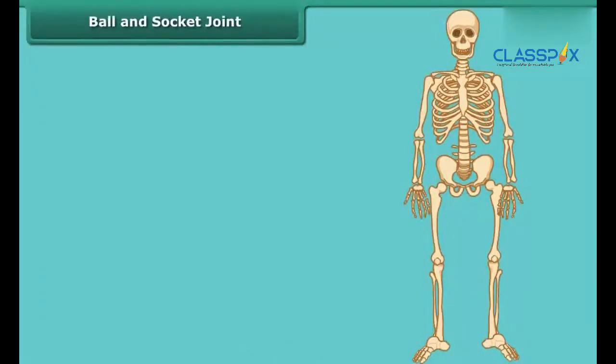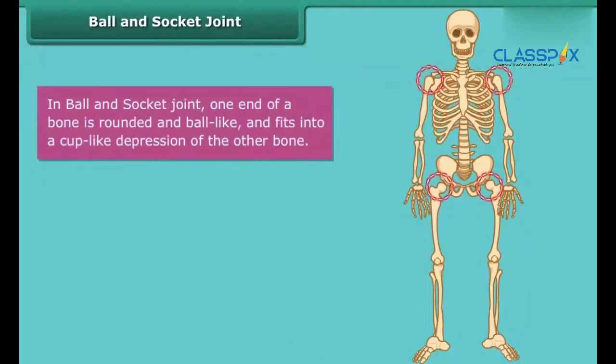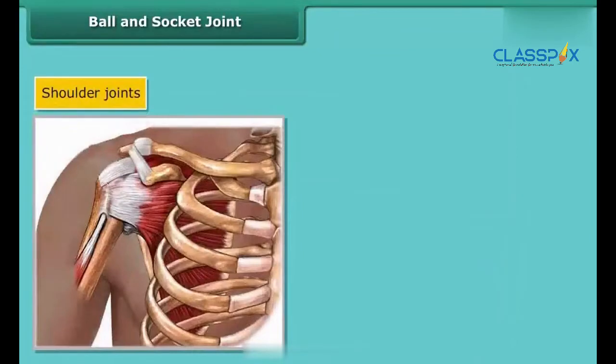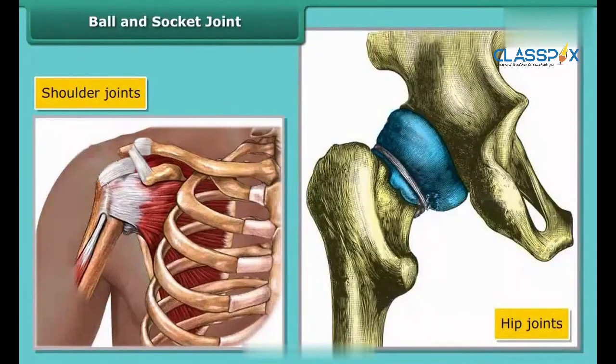Ball and socket joint. In a ball and socket joint, one end of a bone is rounded and ball-like and fits into a cup-like depression of the other bone. It provides movement in any direction. Shoulder joints and hip joints are examples of ball and socket joint.